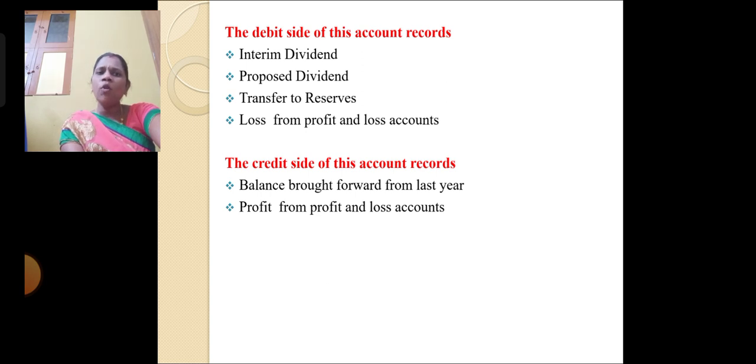Next, we discuss what items are posted in the debit side and credit side of the profit and loss appropriation account. First, the debit side: interim dividend, proposed dividend, transfer to reserve, loss of profit and loss account. Next, the credit side of the profit and loss appropriation account: the balance brought forward from the last year, and profit from the profit and loss account.